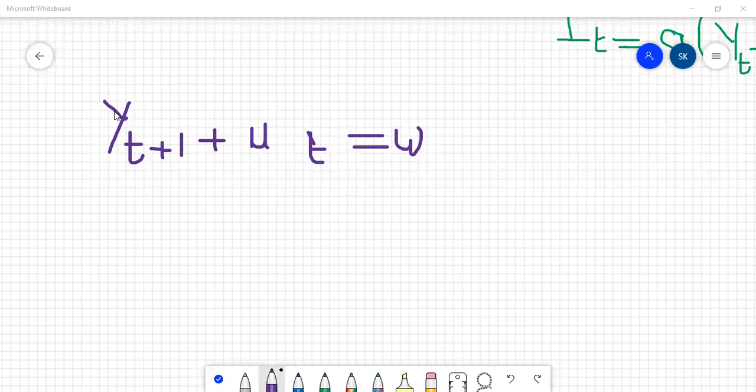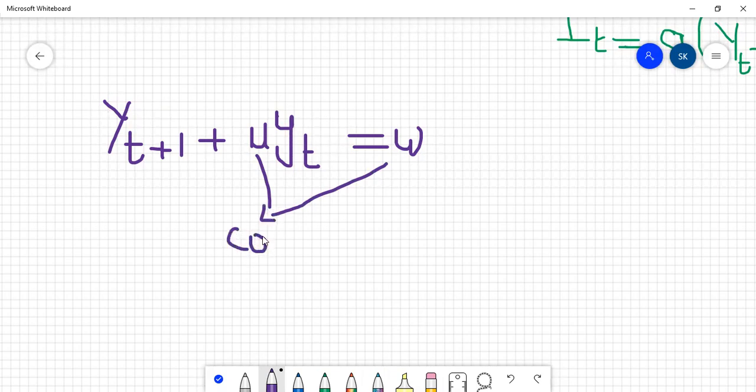Now what are mu and w? Let me write it properly: y(t+1) plus mu y(t) equals w. This is the first order linear difference equation. Both mu and w can be either constants or variables. It is not necessary that they are always constants, and it is not necessary that they are always variables. It depends upon the kind of situation that we are studying.